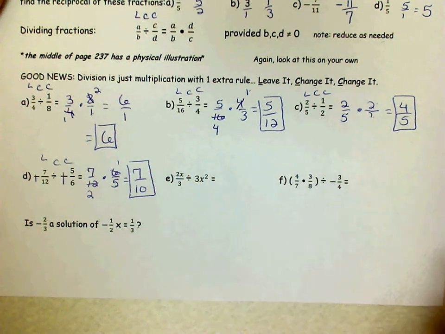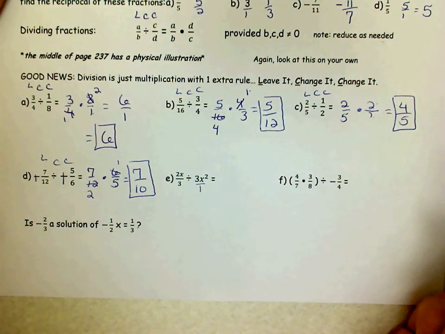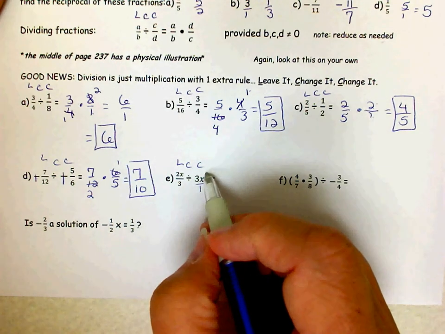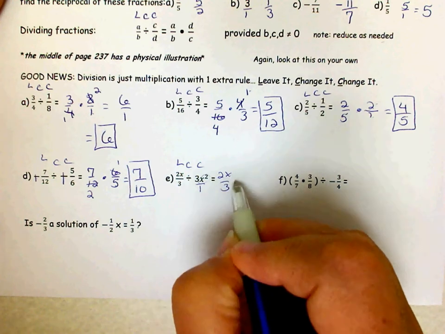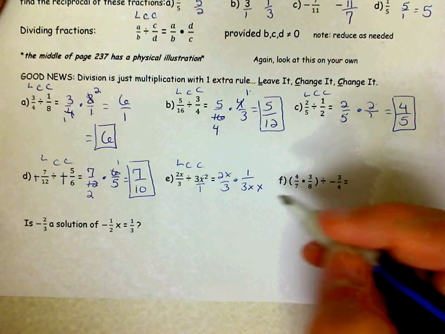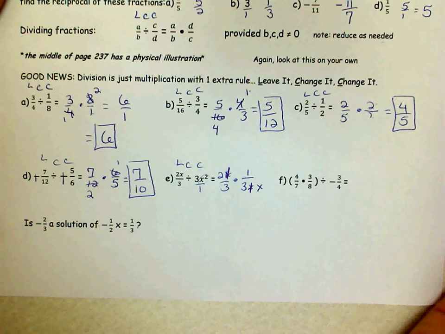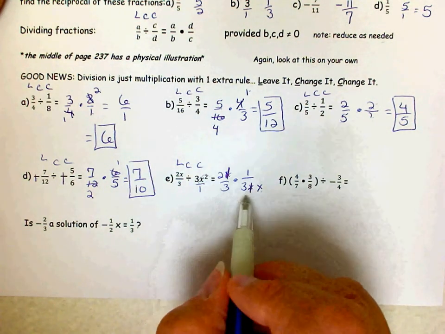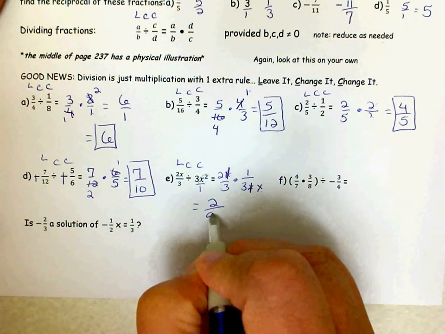Now, remember, that's a whole number over 1. Leave it, change it, change it, and at the same time, I'm going to expand the x squared. So, 2x/3 times 1/3x. And 1x kills this x. But notice I still have an x on the bottom. And the 2 doesn't reduce, and obviously the 1 doesn't reduce. So that leaves me 2/9x.